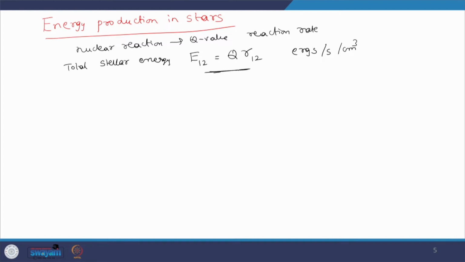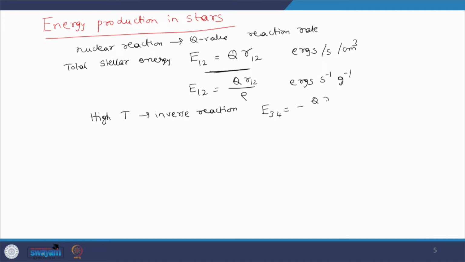Sometimes this equation is commonly written so as to involve the stellar matter density. In that case, E12 is written as Q R12 divided by rho, in ergs per second per gram. And at high stellar temperatures, as I said, inverse reactions play an important role, because negative Q value reactions can also proceed as particles have sufficient energy to induce the reaction. In this case, E34 can be written as minus Q R34 divided by rho. So the net energy production in a star is nothing but the difference, E12 minus of minus E34. So here minus is there.